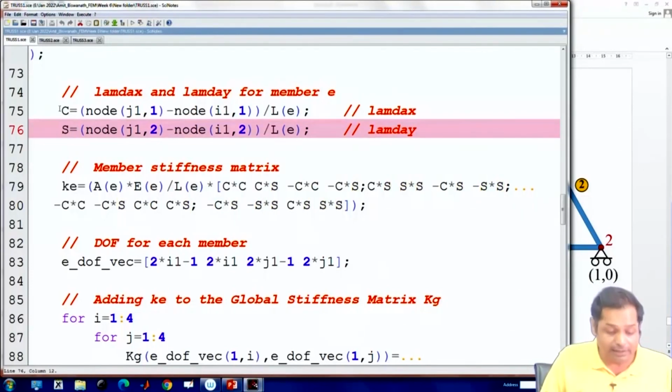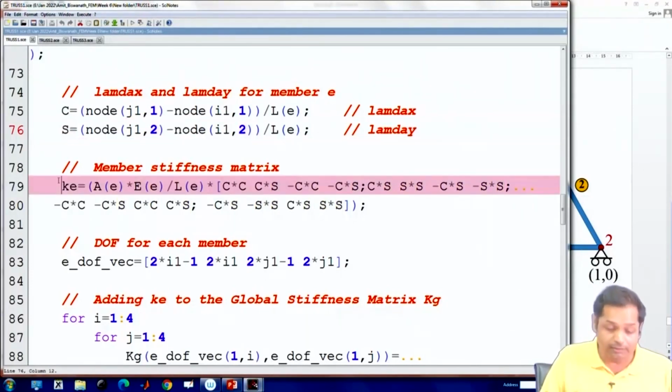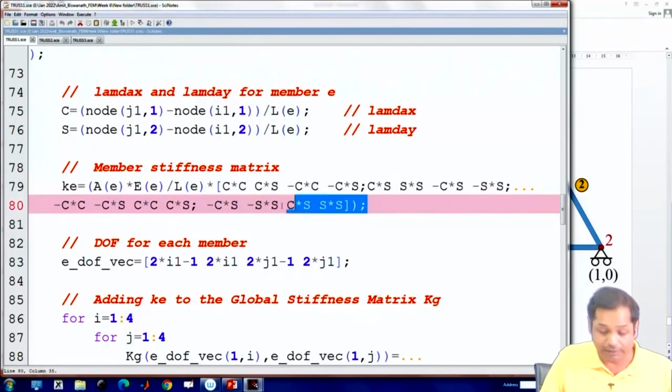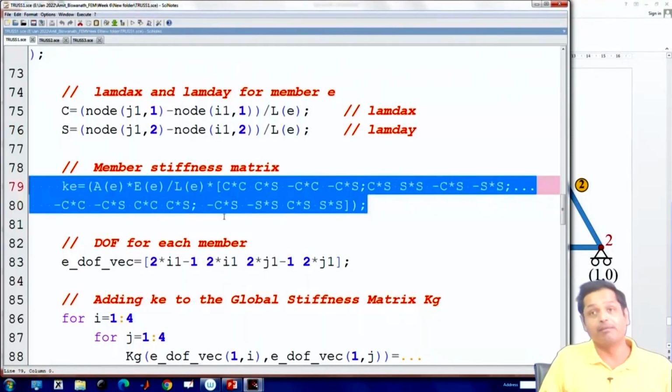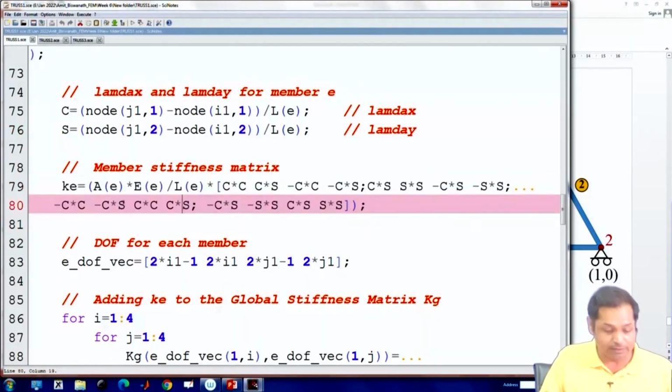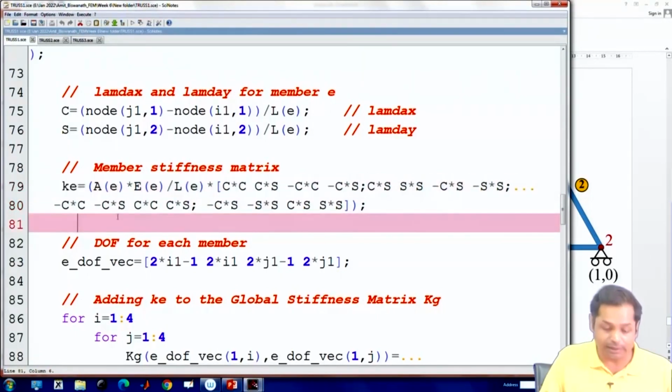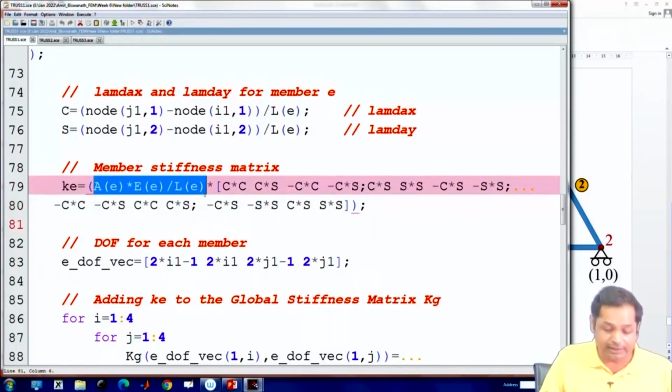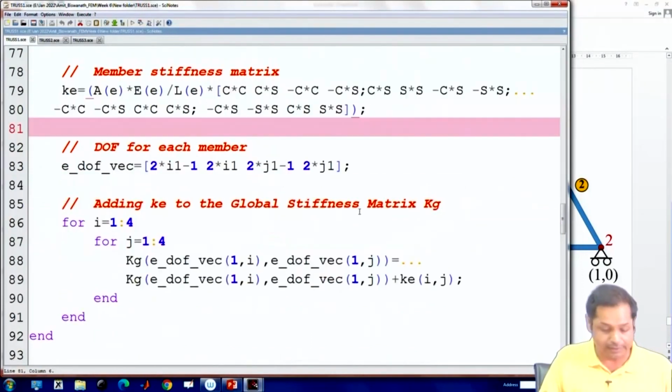Now once we have lambda x and lambda y, if you recall, the element stiffness matrix can be written in terms of them. So Ke is the element stiffness matrix. A, E, and L are the corresponding area, Young's modulus, and length of that particular element. So these will give us the element stiffness matrix.